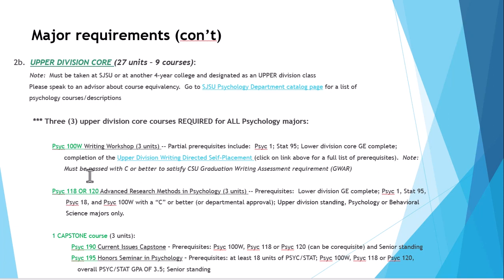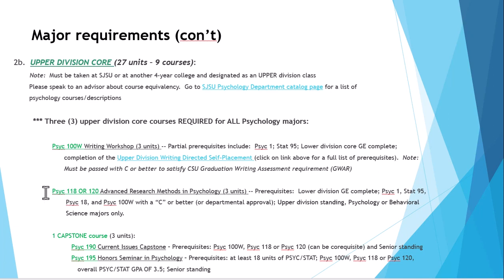Okay, so in order for it to count to satisfy your graduation writing requirement, you have to pass Psych 100W with a C or better. Okay, so that's the first class that you want to take out of the three required upper division psychology courses. Okay, once you've taken Psych 100W, then the next semester you're ready to enroll in our Advanced Research Methods course.